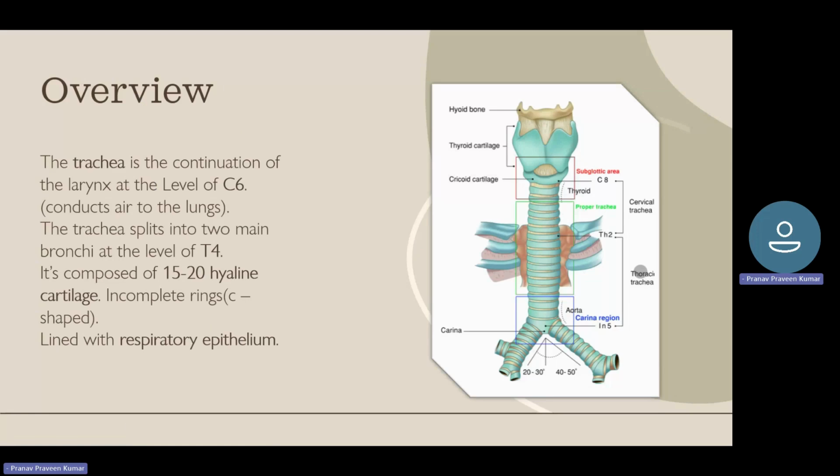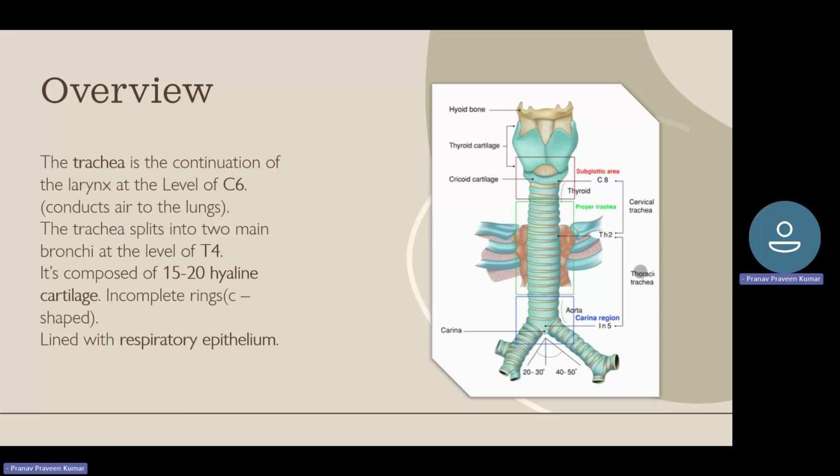The trachea is basically the structure that is the continuation of the larynx from the level of C6, almost here, right below the cricoid cartilage. That's this one right here. And it terminates at T4, where it bifurcates into the primary bronchi. And the main function is to conduct air to the lungs.